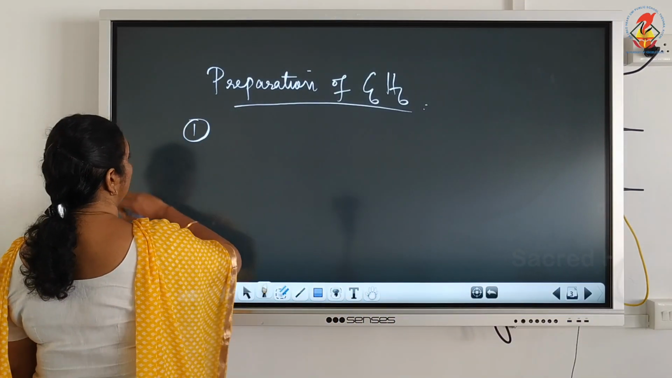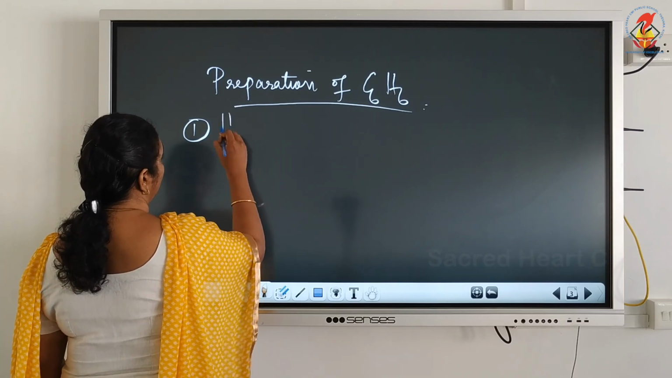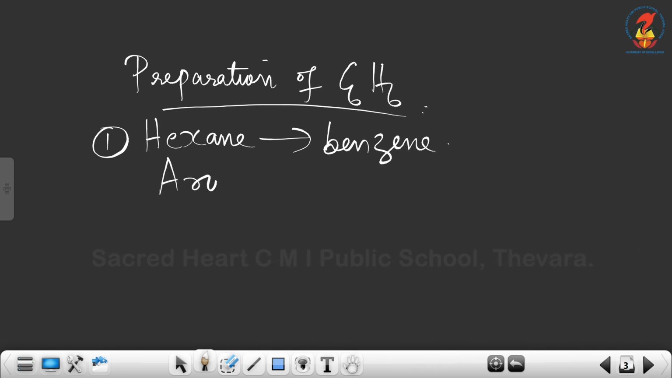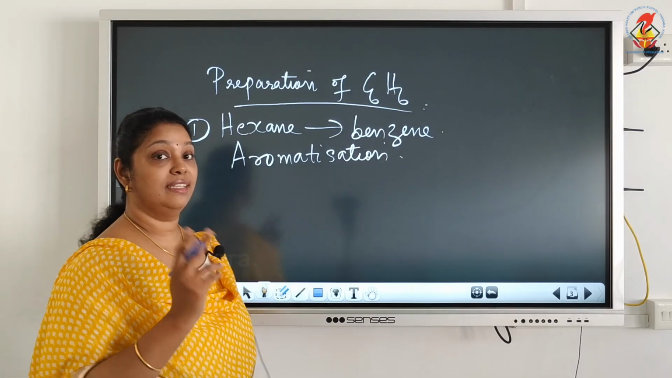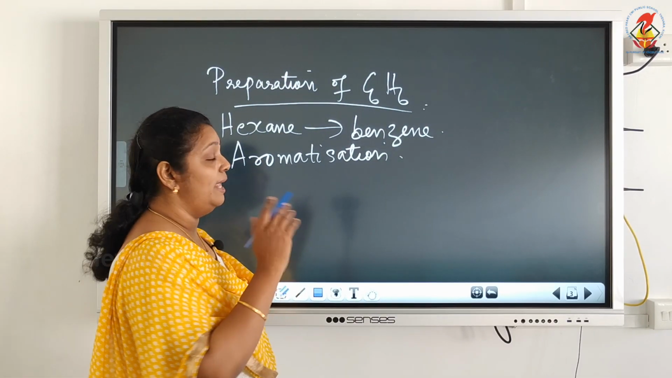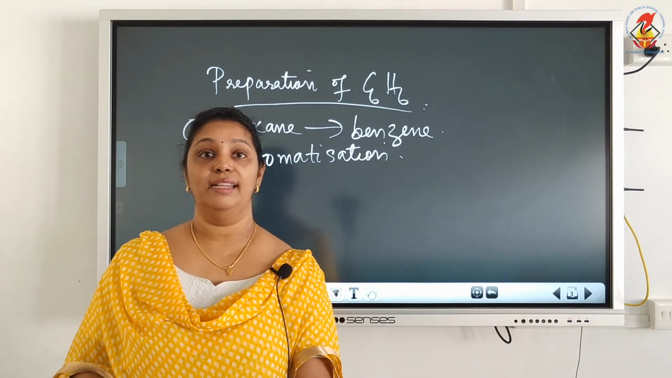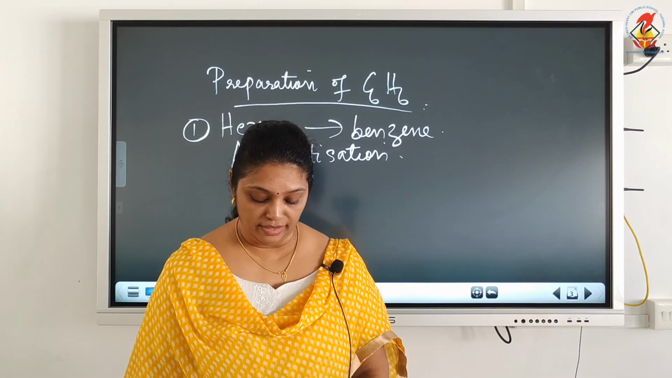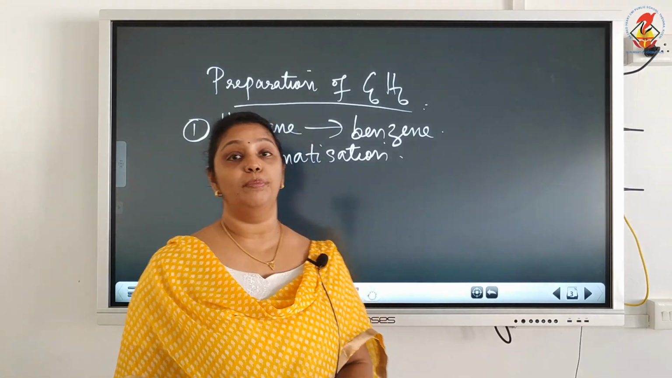So the first method is alkane to benzene, meaning hexane, normal hexane to benzene. This we have already discussed under alkanes, that term is aromatization. So I want you to refer to this aromatization under alkanes, that is converting normal hexane to benzene, that is aromatization.